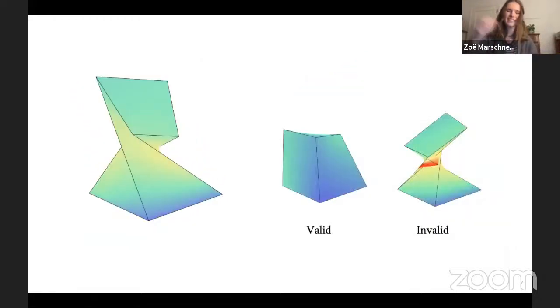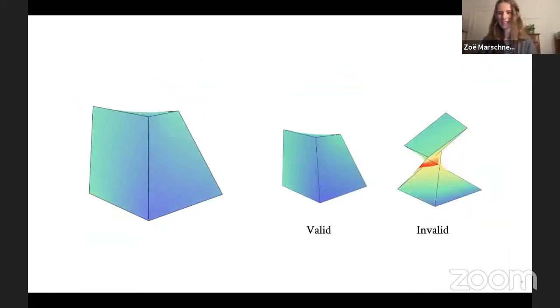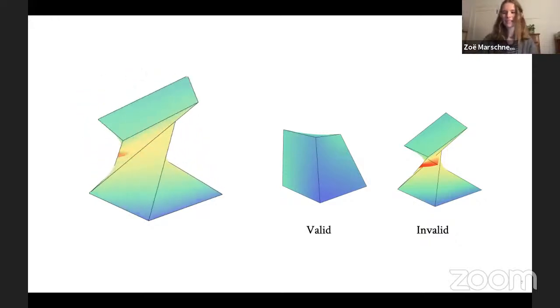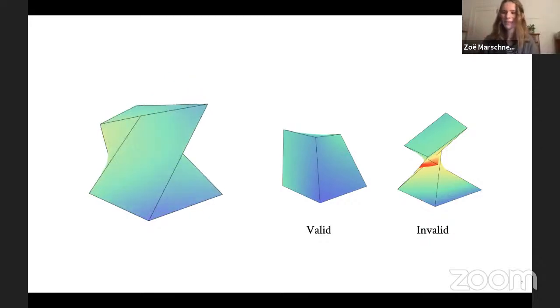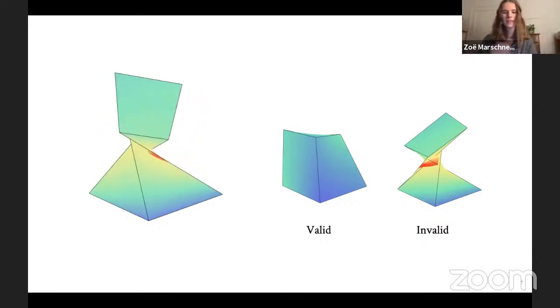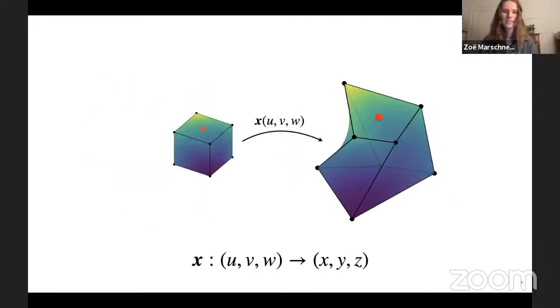And so first, I guess I'll talk a little bit about what we actually mean by invalid hexes. And so if we look at the hex on the right here, it's pretty clear that this is invalid since all the sides are intersecting. But to be able to actually detect this, we kind of have to formalize this idea. And to do this, maybe first, we should talk about what I actually mean by these hexes.